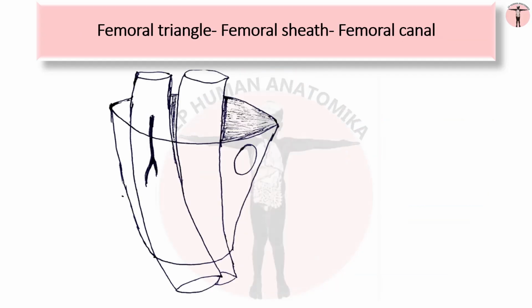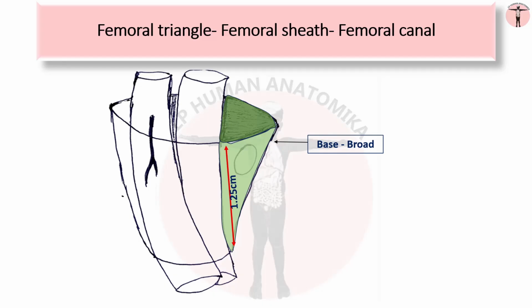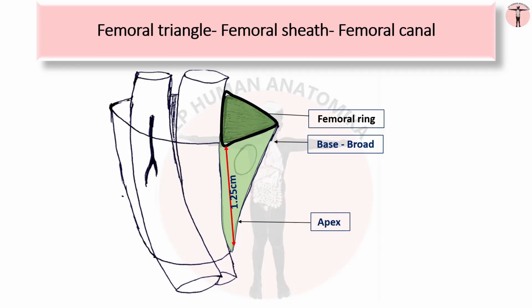Coming to the details of the femoral canal, it is very important from clinical point of view. It is conical and about 1.25 centimeters long. Its base is broad and directed above. It forms an upper opening called femoral ring. The apex is directed downwards.